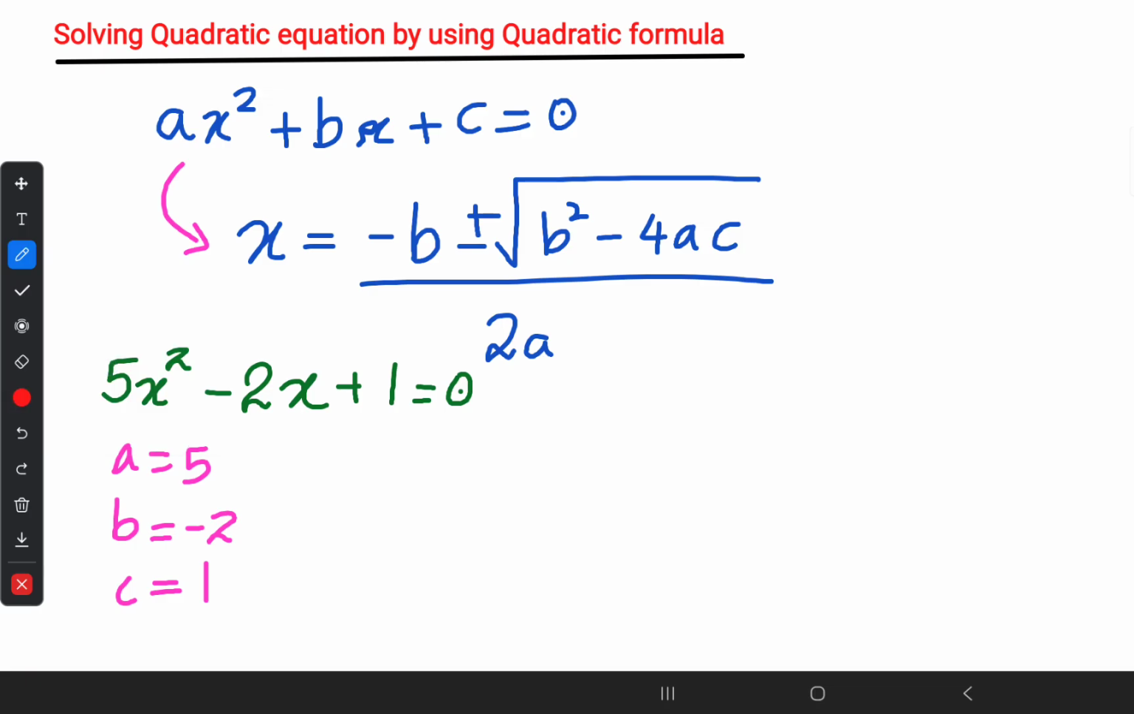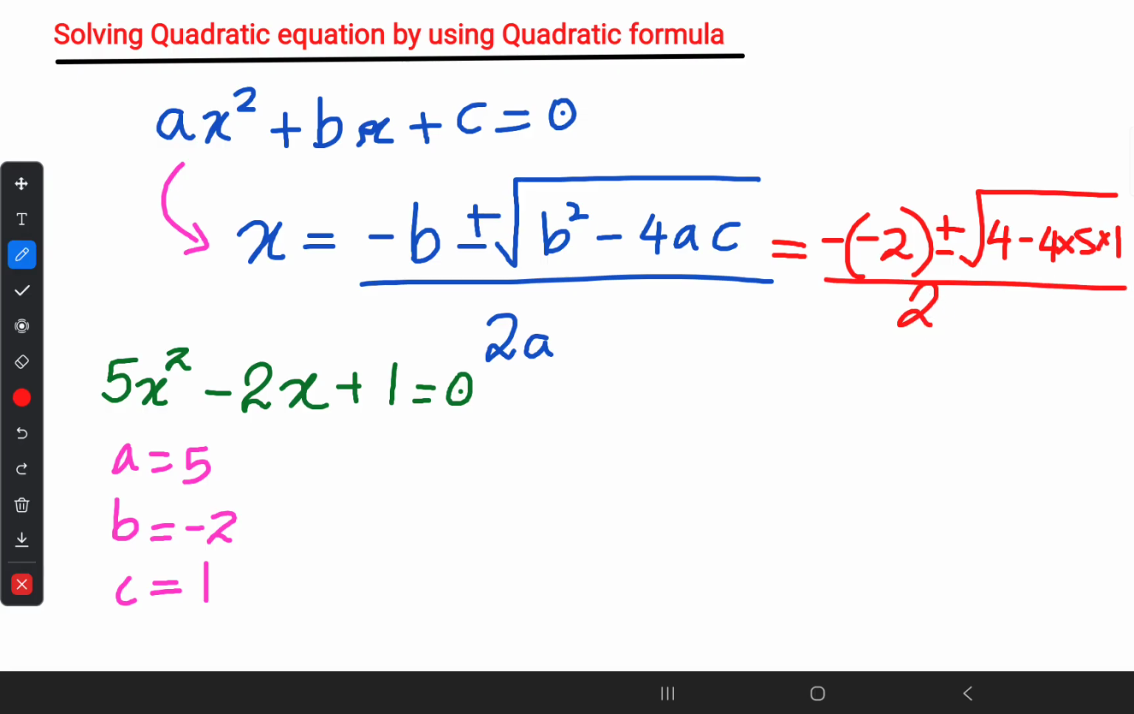So x is equal to this one. I will substitute negative b. b is already negative, so you have to multiply that again with a negative. In the formula you have a negative, and b is also a negative value, negative 2. Inside the bracket, keep it plus or minus the square root of b². So negative 2 squared is 4, minus 4 times a, which is 5, and c would be 1. The denominator is 2 times a, 2 times 5.